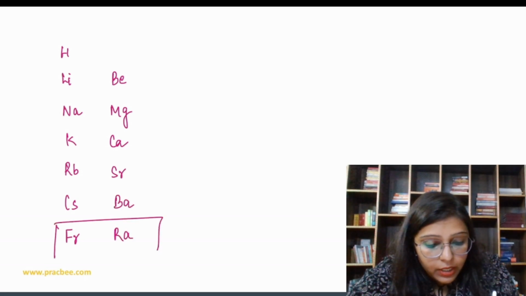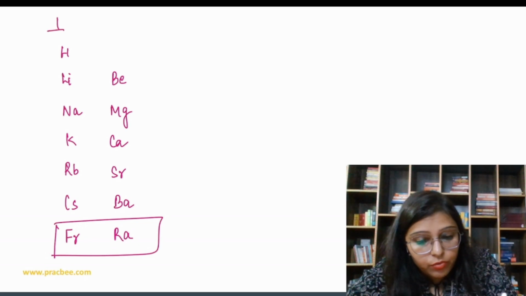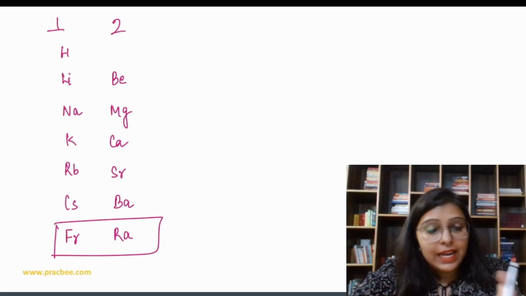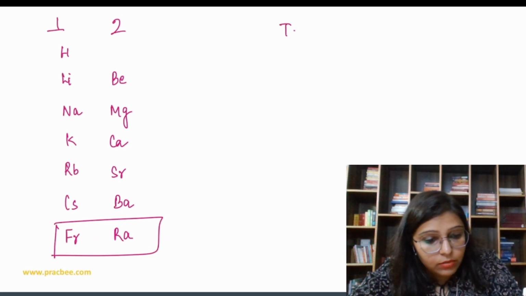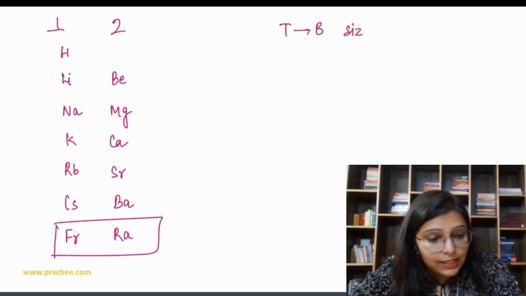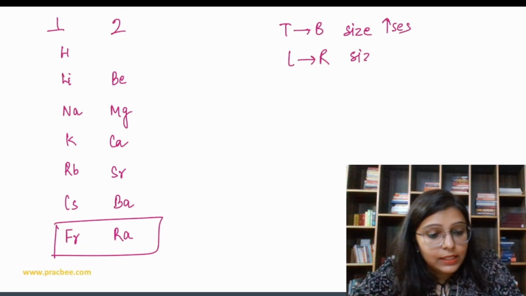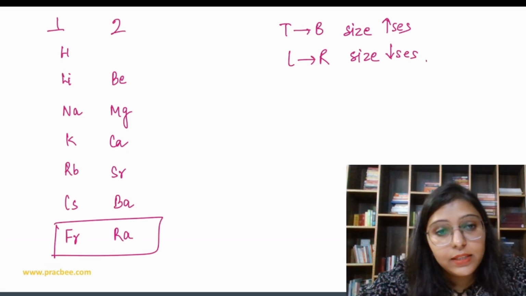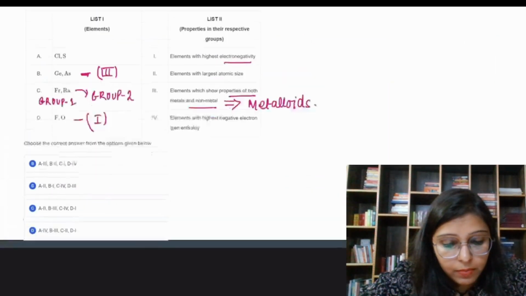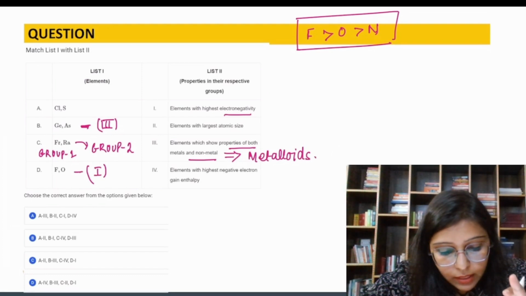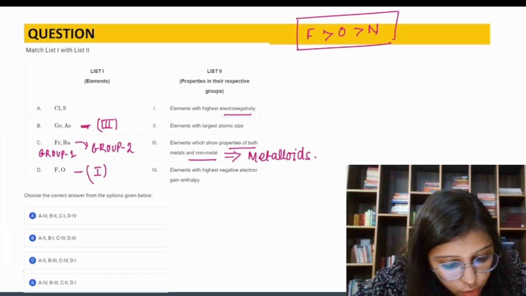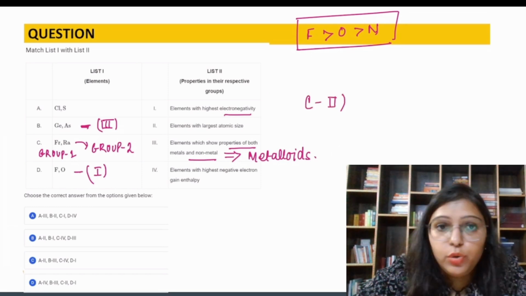So francium and radium, this belongs to the first group and this belongs to the second group. We know that on moving down the group, size increases, and on moving left to right, size decreases. So it means francium and radium have the largest size. So francium and radium, C, can be matched with option number 2.